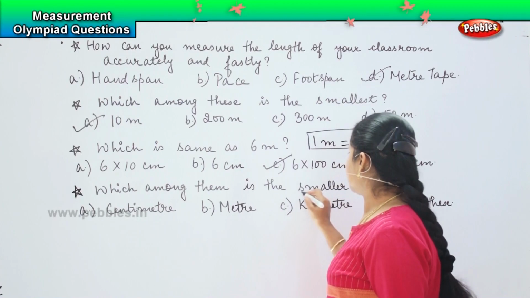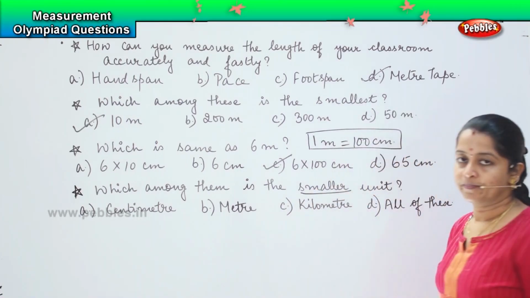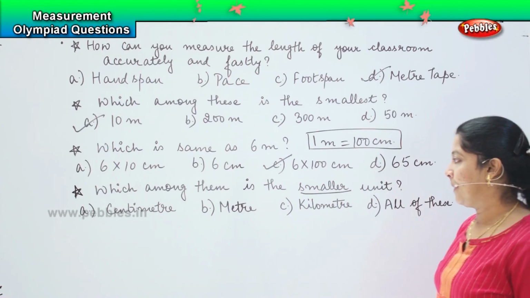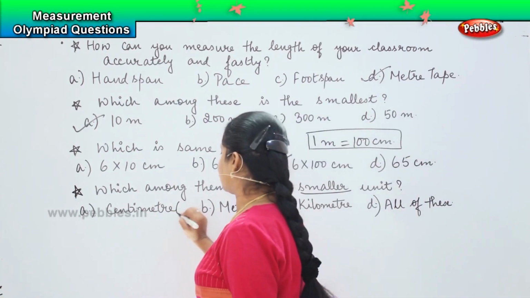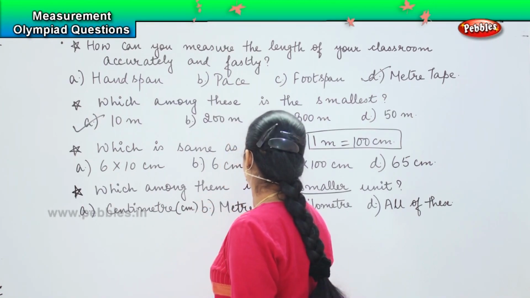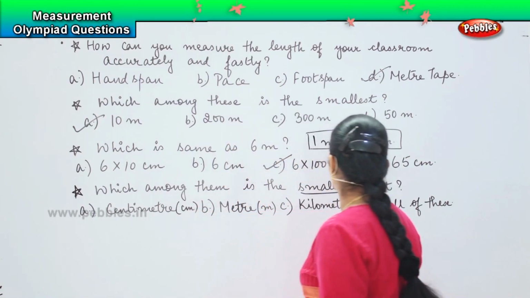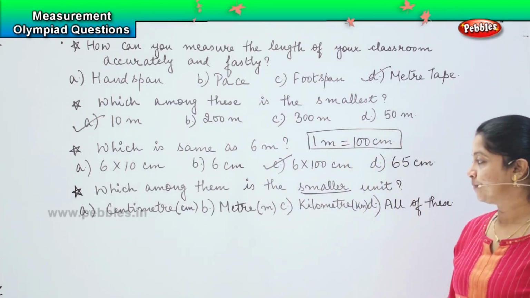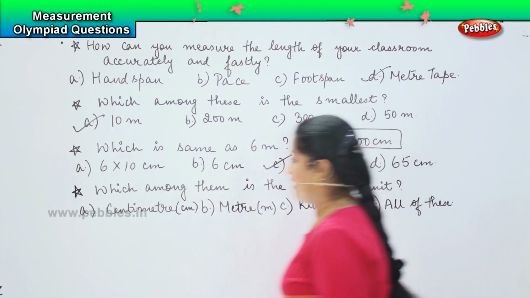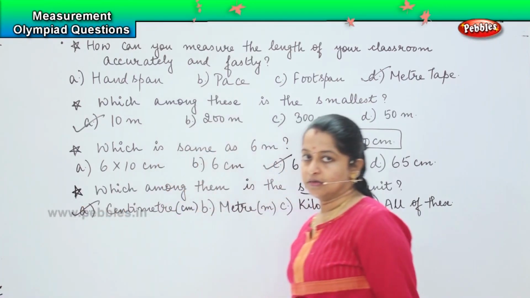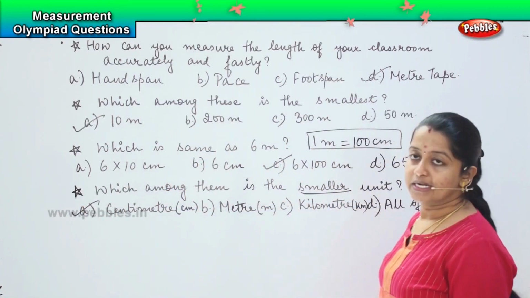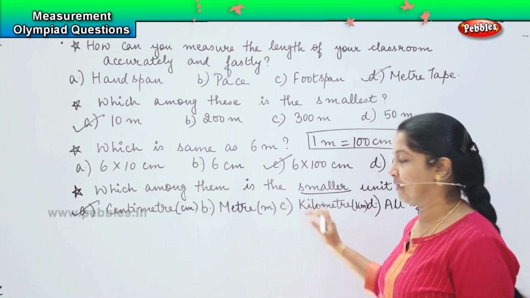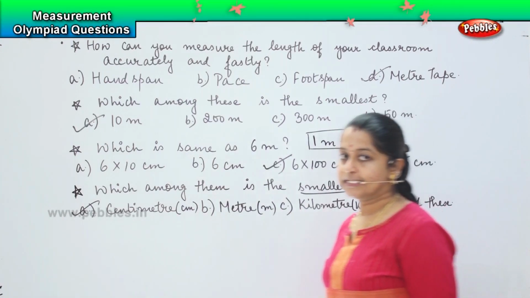So which is the smaller unit? Okay. So can you tell me? To make it more specific, centimeter should be written as cm, meter as m, kilometer as km. So which is the smaller, children? Very good. It is option A, centimeter, because 1 meter makes 100 centimeters, right? So centimeter is the smallest unit among them. Okay. Shall we do the next sum?